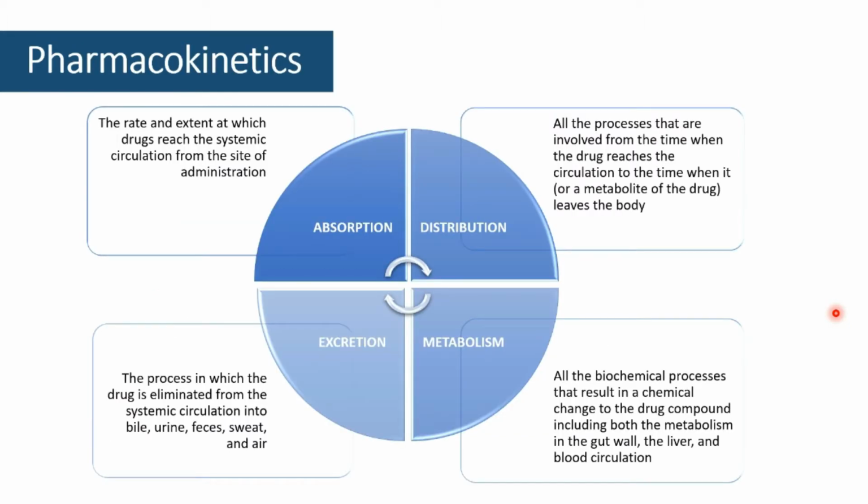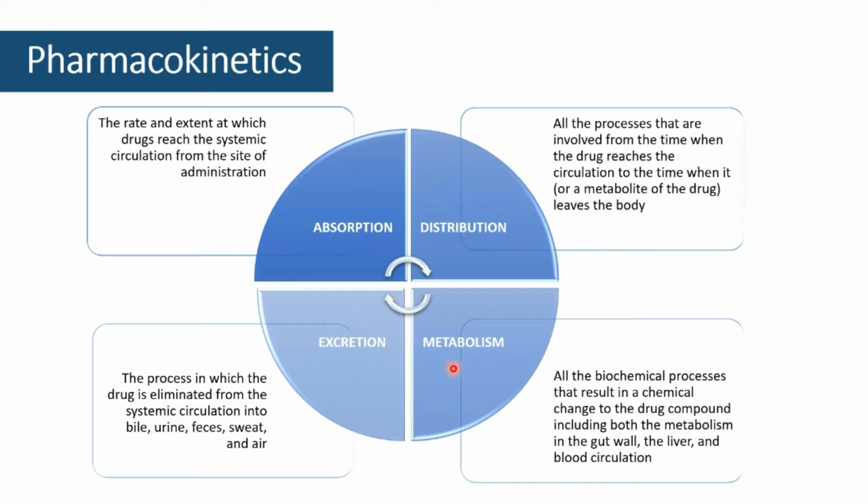As we know, pharmacokinetics consists of four processes. The first is absorption, and then distribution, metabolism, and excretion. Absorption is the rate and extent at which drugs reach the systemic circulation from the site of administration, while distribution is all the processes involved from the time the drug reaches the circulation to the time when it or a metabolite of the drug leaves the body.